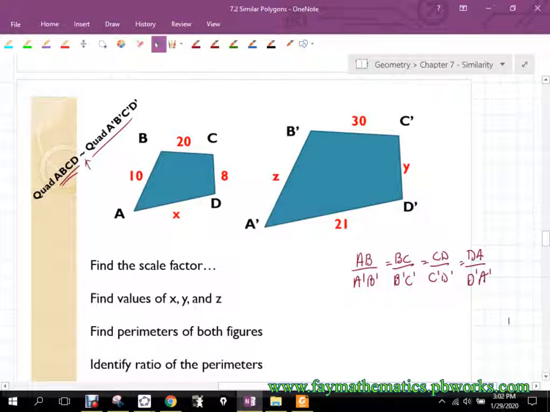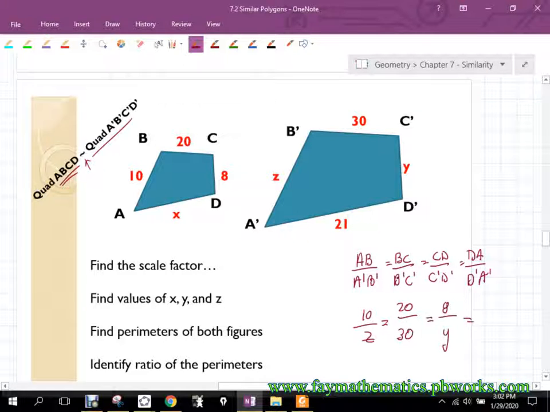So that's the purpose of why I show it this way here. Now I should go in and plug in what those values are. AB was 10. A prime B prime is Z. BC is 20. B prime C prime is 30. CD was 8. C prime D prime is Y. DA is X, D prime A prime is 21. Is it okay with everyone?